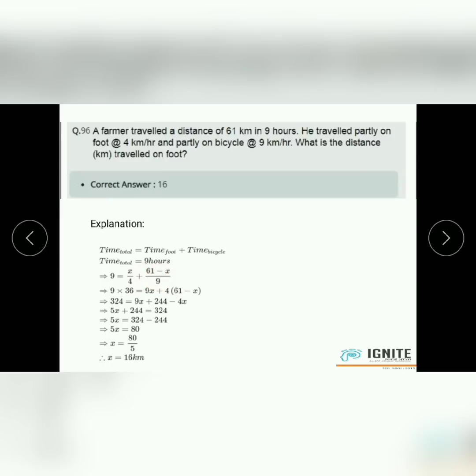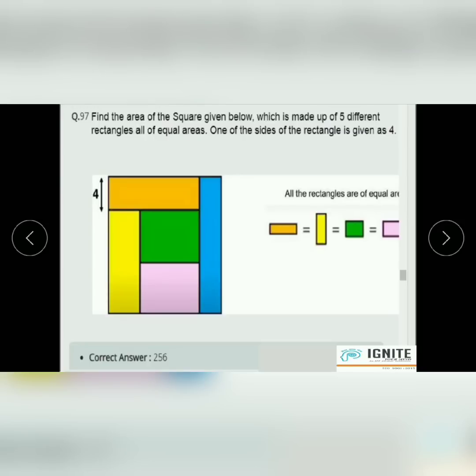Therefore, we can solve this equation and finally we can find the answer x equal to 16 kilometer. Answer is 16 kilometer. Next question.